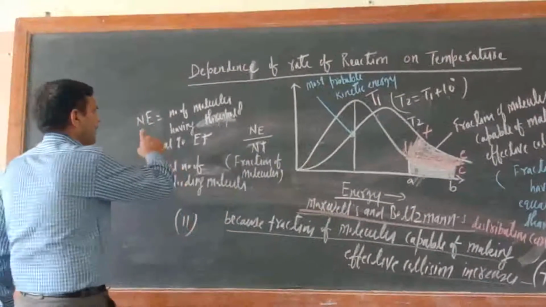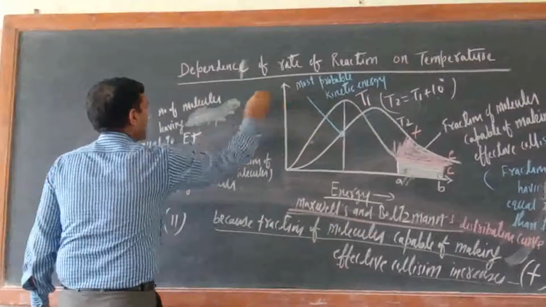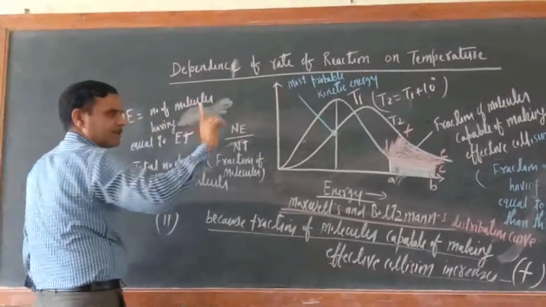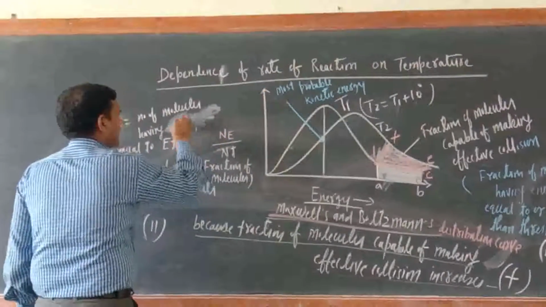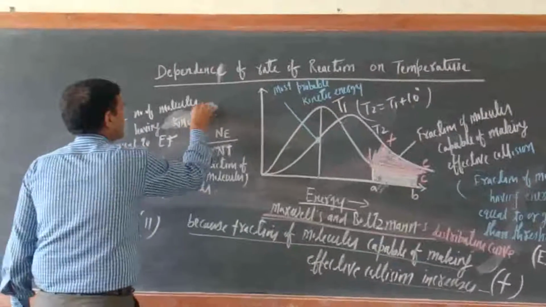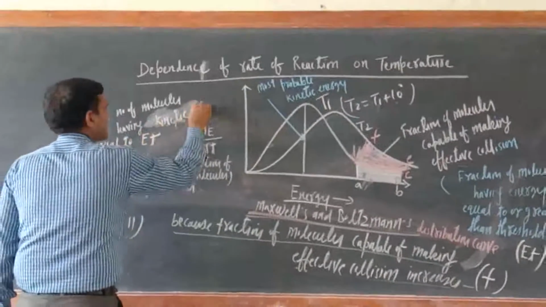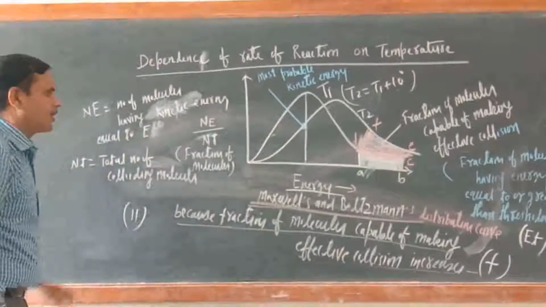Okay. Here you can make one correction. Number of molecules having kinetic energy, because here I have shown the kinetic energy. It doesn't mean that threshold energy is wrong. But here I wrote kinetic energy. So here also write number of molecules having kinetic energy equal to E, and this is correct only.